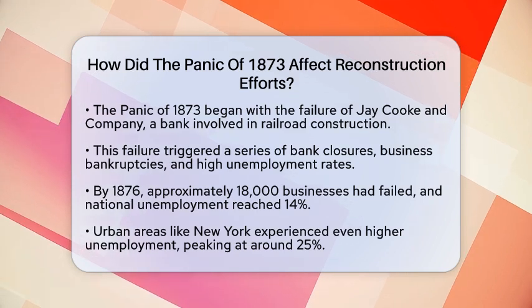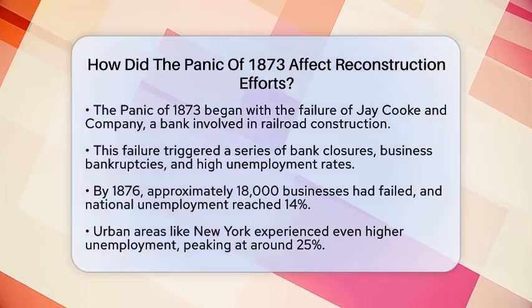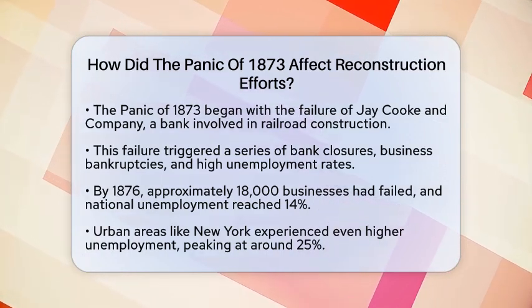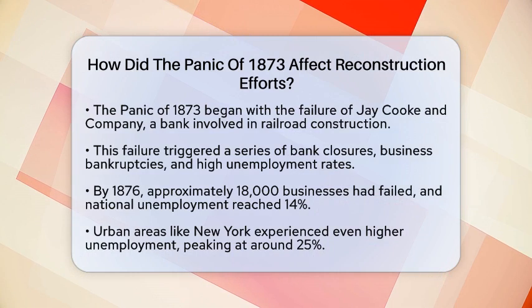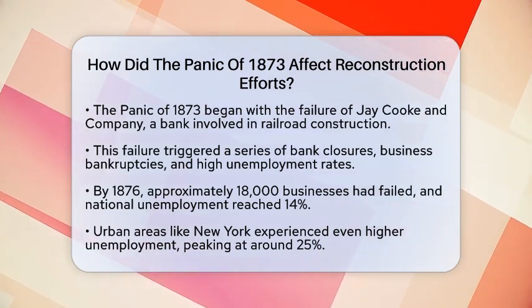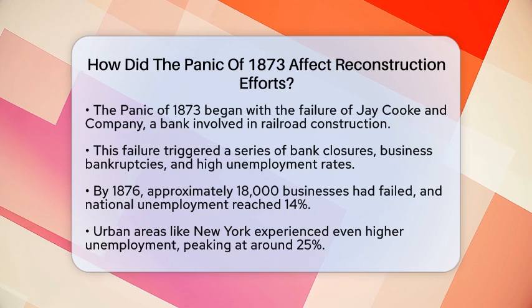This severe financial crisis began with the failure of J. Cook and Company, a major bank heavily involved in railroad construction. This failure triggered a chain reaction that led to numerous bank failures, business bankruptcies, and skyrocketing unemployment.